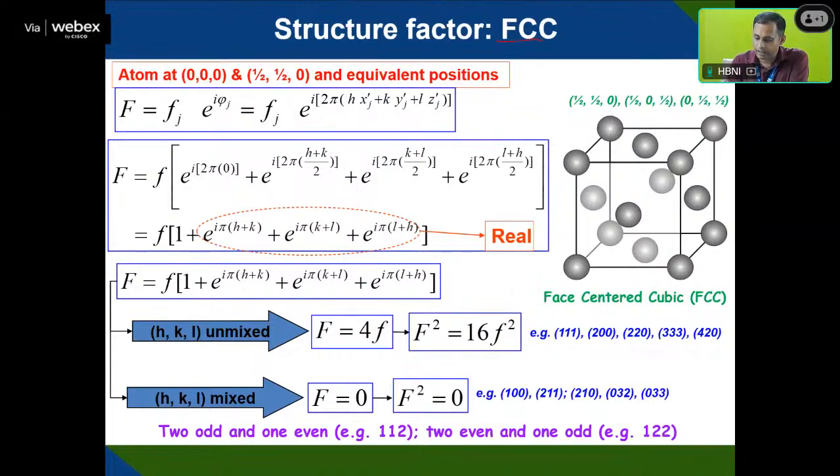But in FCC there are atoms on the planes, for example on the face and on the back plane. So unmixed hkl are allowed and mixed hkl are not. For unmixed, F equals 4f; if mixed, F equals 0. That means planes like 1,1,1 and 2,2,0 have a scattering factor of 4f, while mixed planes give almost 0. The atom positions are 0, 0, 0 and half, half, 0 at the face centers, and considering equivalent positions you can find this.